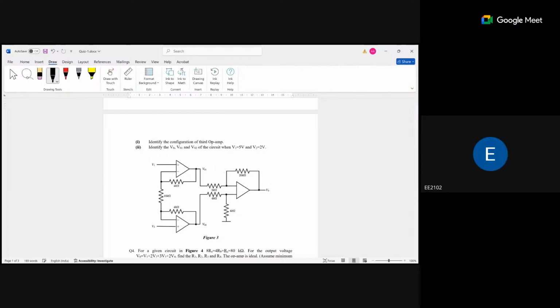Yeah. So identify the configuration of the third operational amplifier. So what is the configuration of the third operational amplifier? We see that this one is the negative feedback. How will this one be the negative feedback? If this symbol is minus, this symbol is plus. Only you have to identify when the negative feedback will be coming.